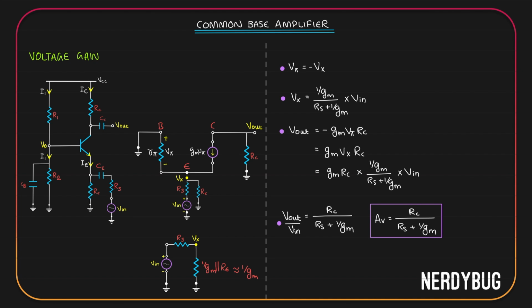Now what if the source resistance is 0? Then in the equation Rs will be 0 and gain will become Rc divided by just 1 by Gm, which is simply Gm Rc, our original voltage gain. So by adding the bypass capacitor, we can make sure our voltage gain is still the same even after including the voltage divider bias.